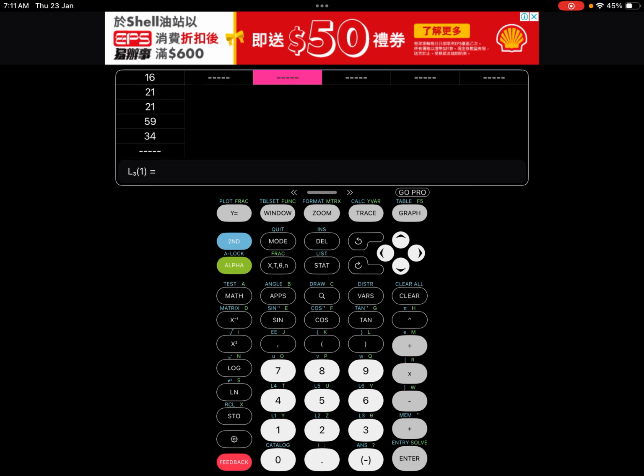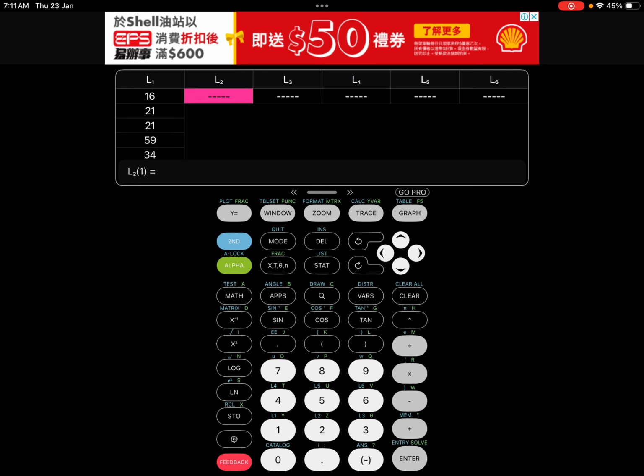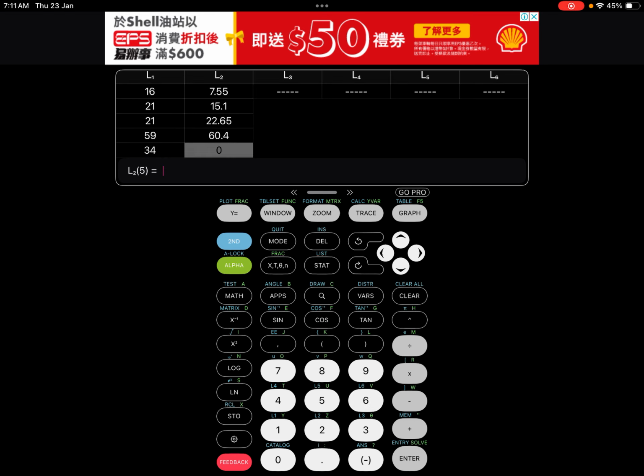Then we're going to go to L2. And we're going to put in the data that we just calculated earlier, which is 7.55, 15.1, 22.65, 60.4, and about 45.3. Okay, so we try to keep a certain level of accuracy for these numbers.